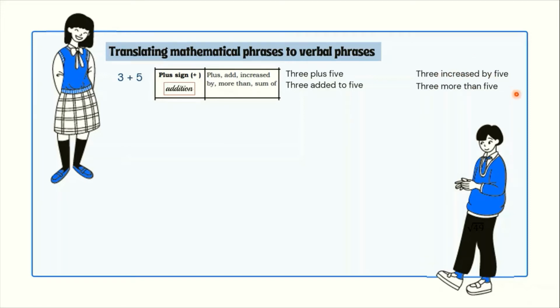We can also read it as 3 more than 5. Pareho lang sila na ang ibig sabihin. Or we can read it as the sum of 3 and 5 because sum is the result of the process of addition.